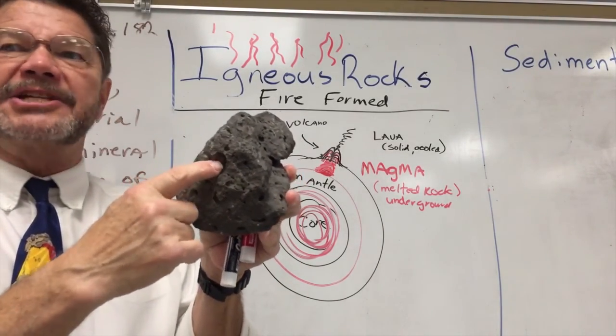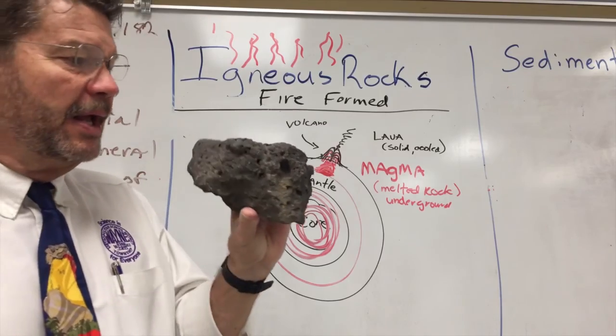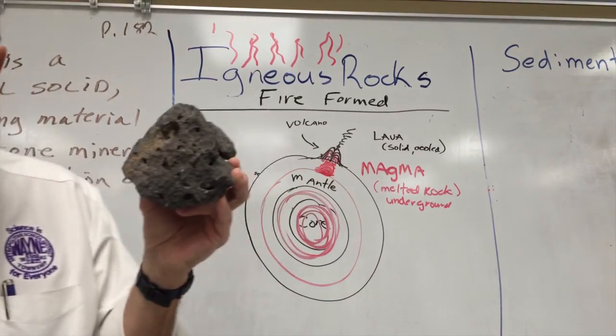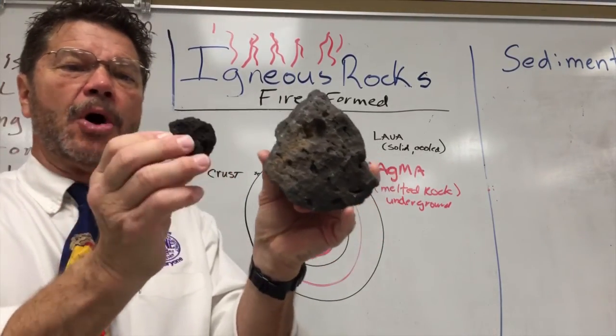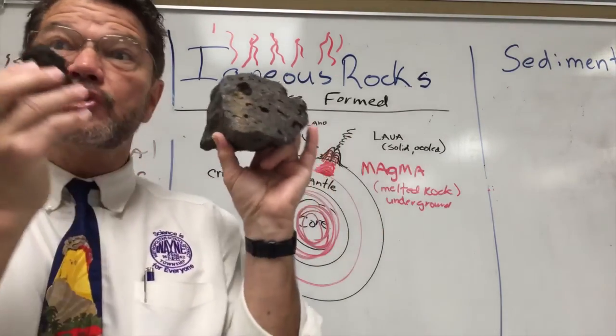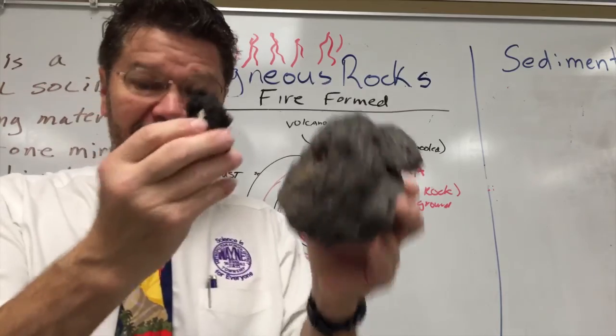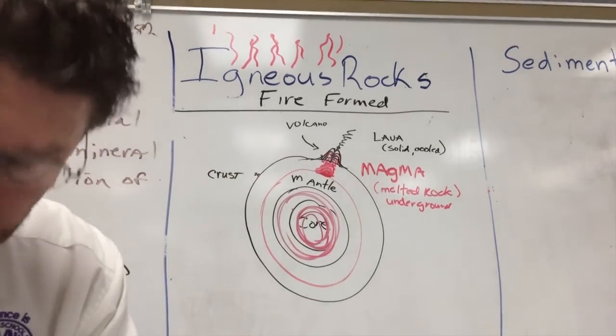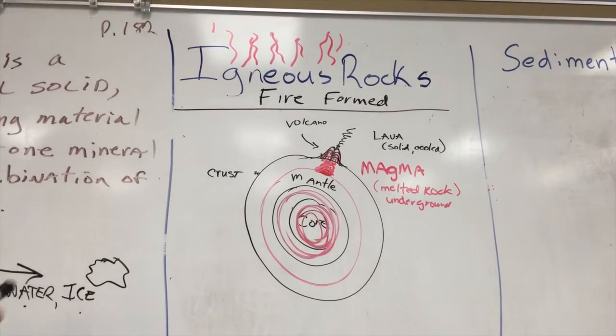Can you see where the gas bubbles used to be in it? That's a piece of lava rock, and so is this. These are both lava rocks I'm going to pass around. So this used to be melted rock, lava rock. Now here, check this out.